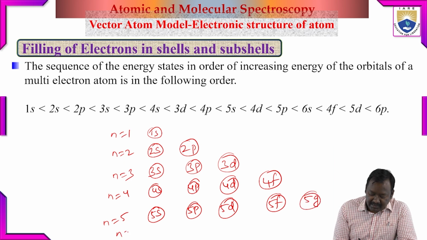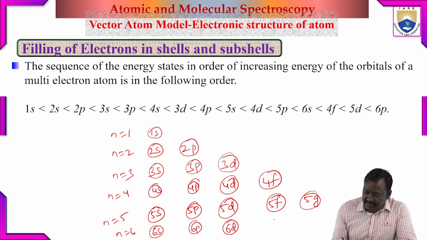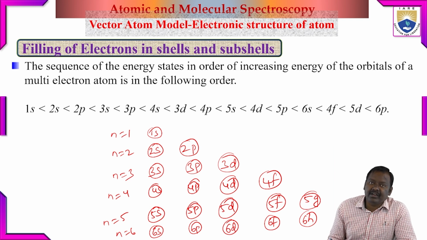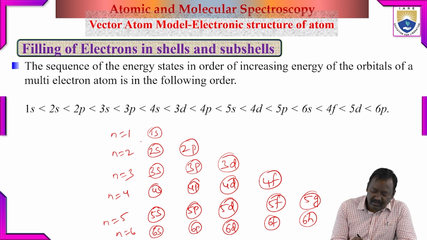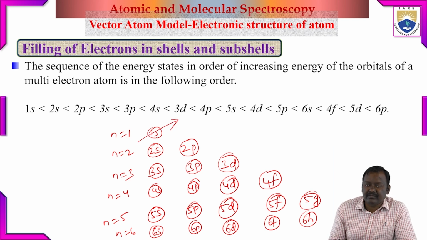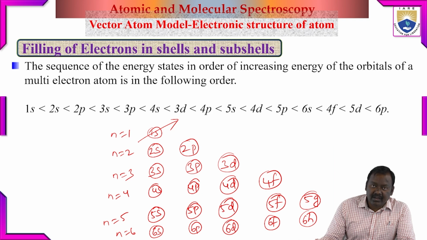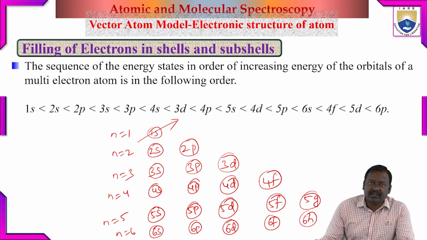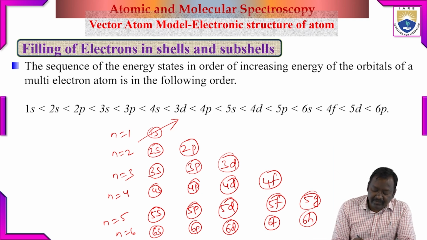And then for n equal to 6, 6s, 6p, 6d, 6f, 6h, 6i, you can write like this. Whenever we are filling electrons in different orbitals, we first need to fill the first orbital. So while filling electrons in different orbitals of the atom, we need to fill the first orbital of the nucleus.